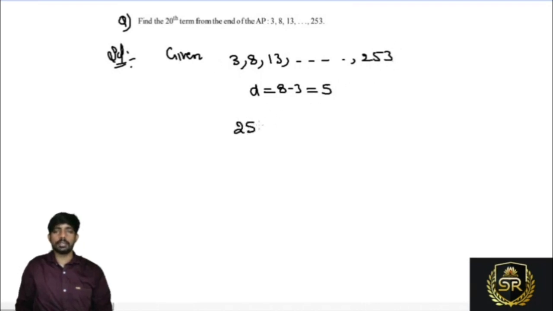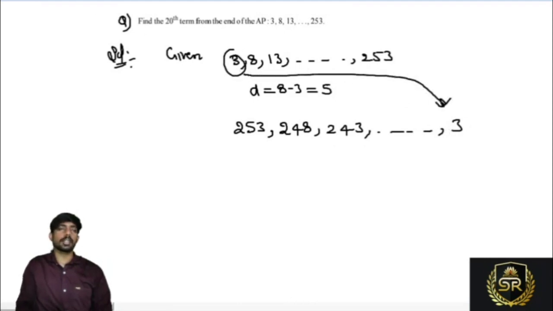I am writing the series in reverse: 253. If I subtract 5, I get 248. If I subtract 5 again, I get 243, and so on up to 3. I am writing the reverse because the question asks from the end, so from here we need the 20th term.